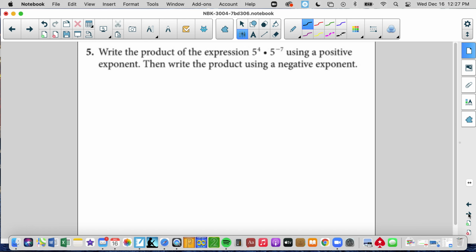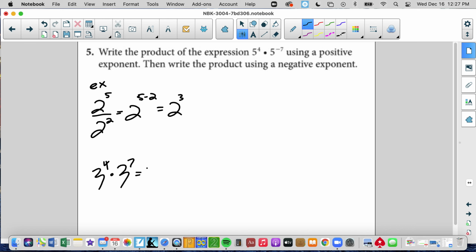Write the product of the expression 5 to the 4th times 5 to the 7th using a positive exponent. Then write the product using a negative exponent. So much like when we divide like bases, we subtract, which gives us 2 to the 3rd. Well, when we multiply, if you have 3 to the 4th times 3 to the 7th, that's going to equal 3 to the 4 plus 7.